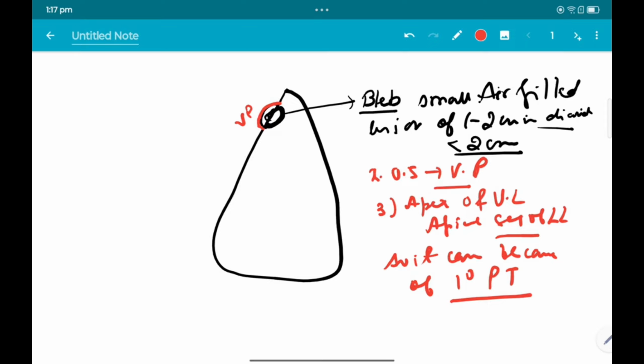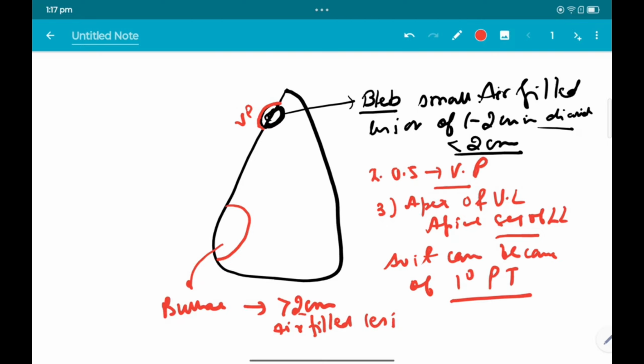Now we have the second thing, which is Bullae. What is Bullae? Bullae is air-filled lesion which is more than 2 centimeter in diameter. Okay. So it is not necessary that it is at the surface. It can be here, here or here. It can be deeper in the lung parenchyma.